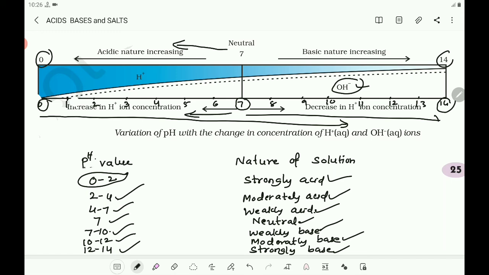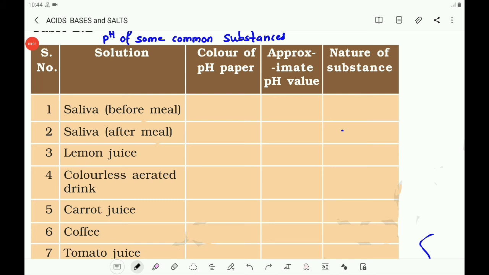Children, now let us tabulate the pH of some common substances. You do an activity. Take a pH paper. Test the pH values of the solutions given in the table. Record the observations and note down the nature of each substance based on your observation. Now let us tabulate here.